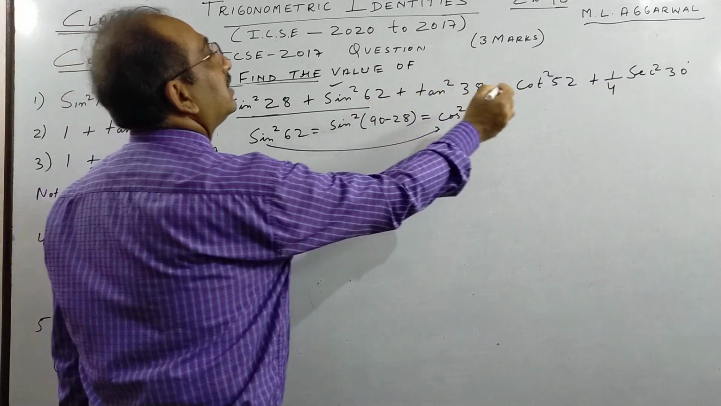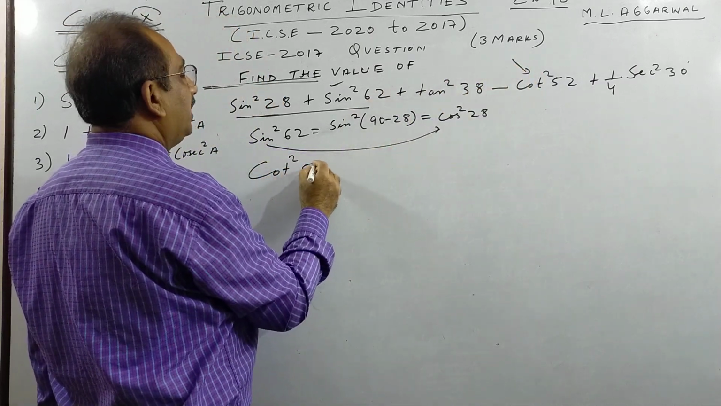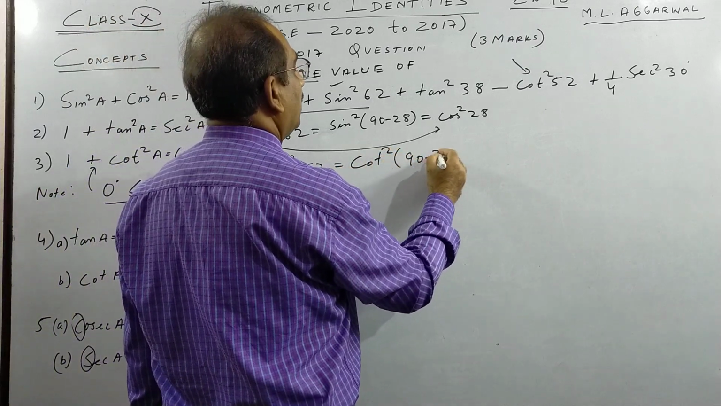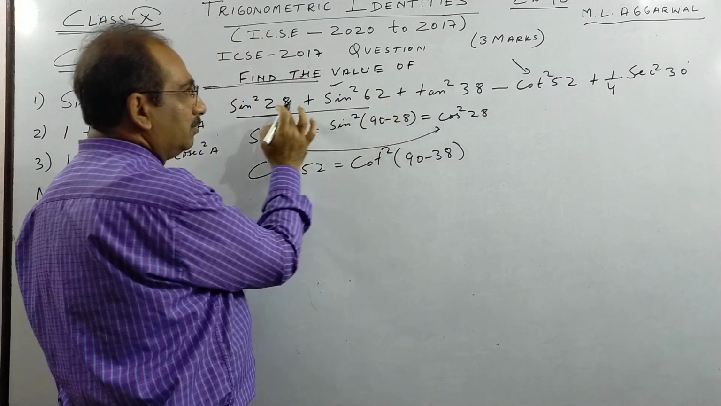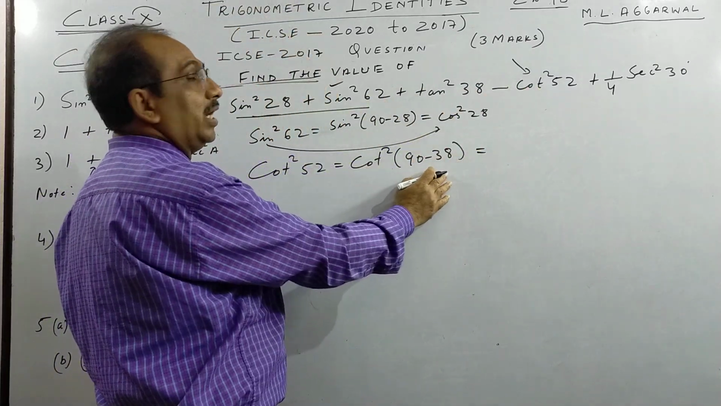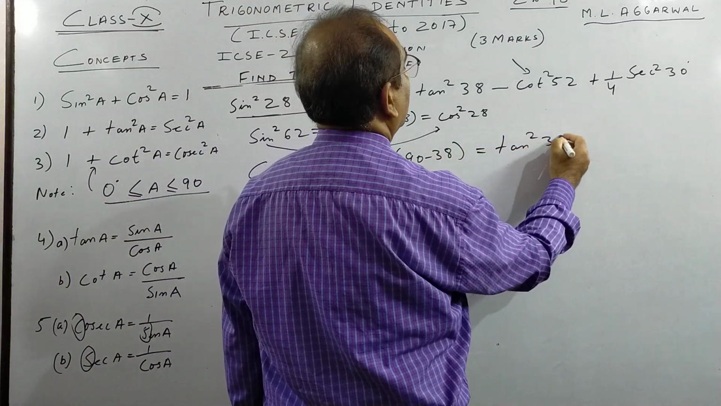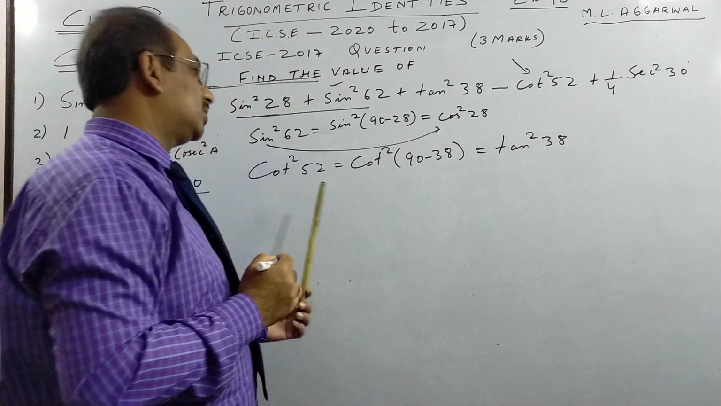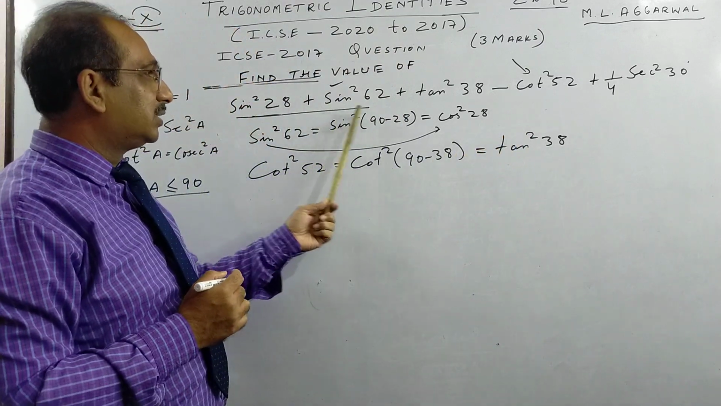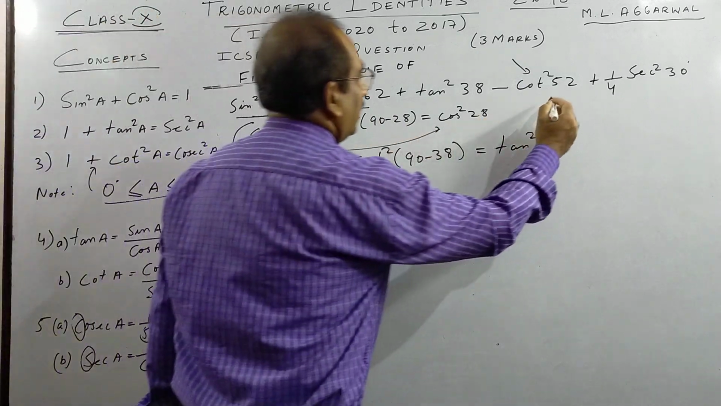Same way, see this cot square 52 is cot square 90 minus 38. See, this comes in this format and this comes in this. And you know, cot 90 minus theta, complementary angle, is tan theta. So square also same thing happens. Cot square 52 becomes tan square 38 and sin square 62 becomes cos square 28. So see what happens. So this working you show.